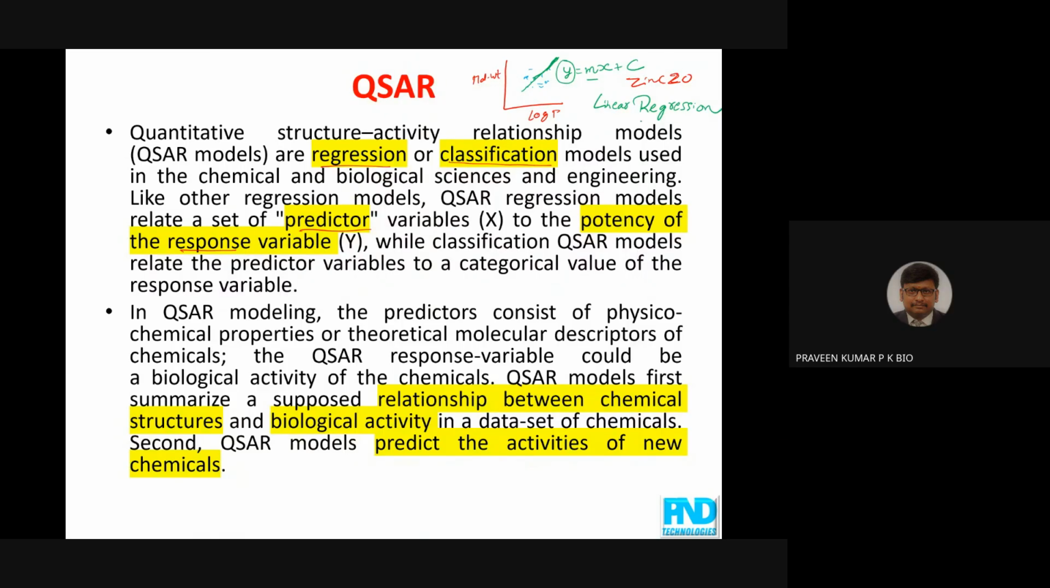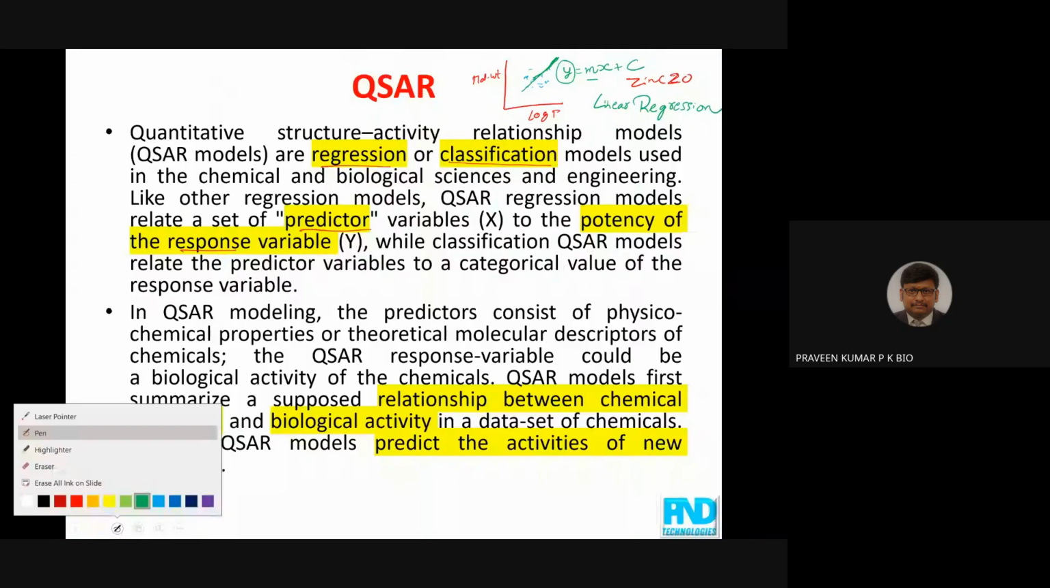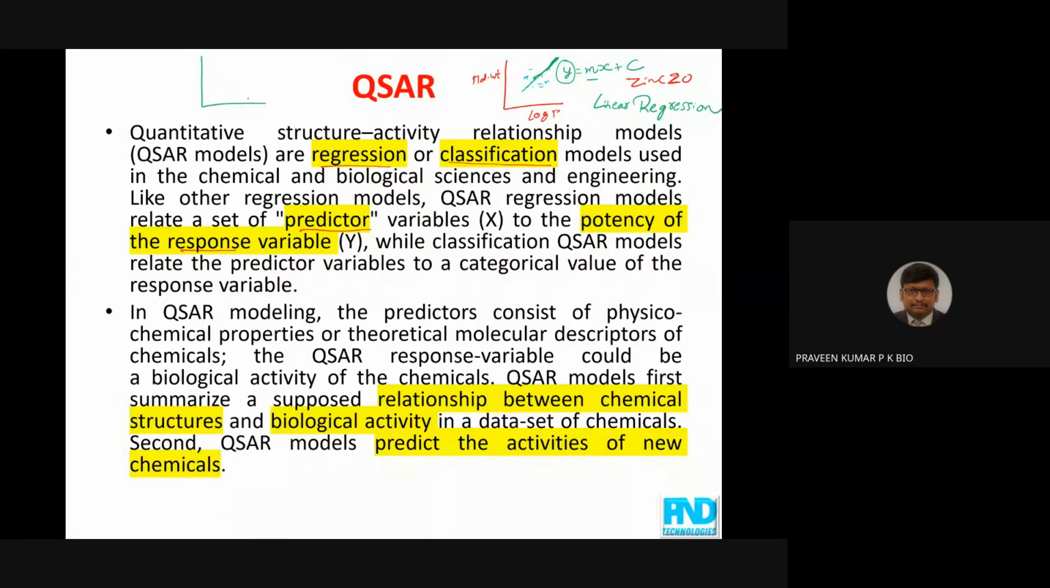Like linear regression, we have different regression methods: polynomial regression, multiple regression, and log regression. We have different types of regression methods. And one more thing they mentioned is classification. Under classification, if you have the same thing, but instead of molecular weight, we have something else which can distinguish, like lipophilicity.